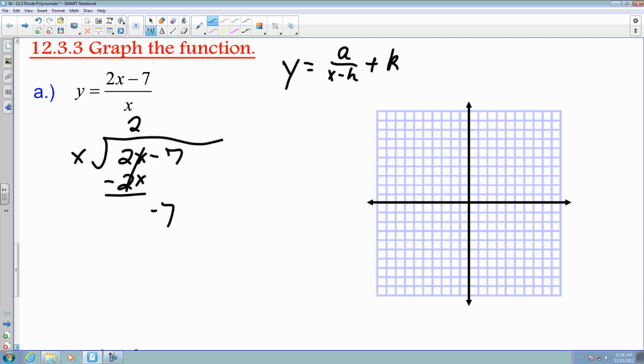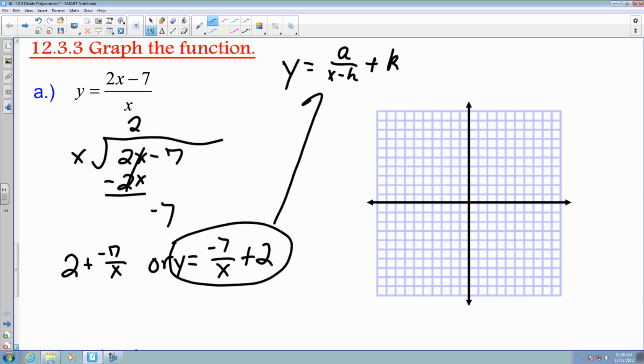because if I put another value in there, that'll leave me with an x, and I can't do anything with it anyway. So my answer for this would be 2 minus, or actually 2 plus, I'm sorry, 2 plus a negative 7 divided by x. Or you can rewrite it like negative 7 over x plus 2.